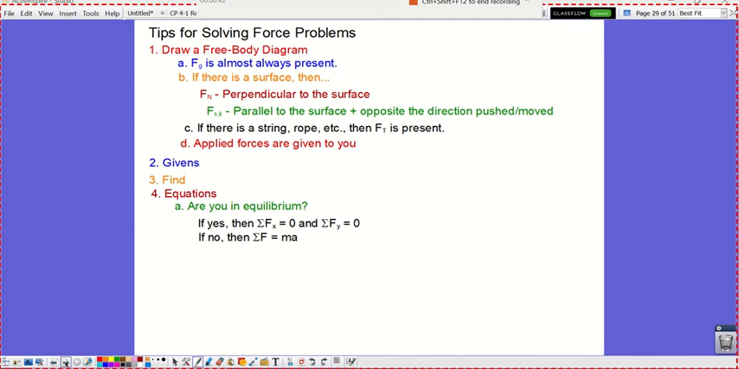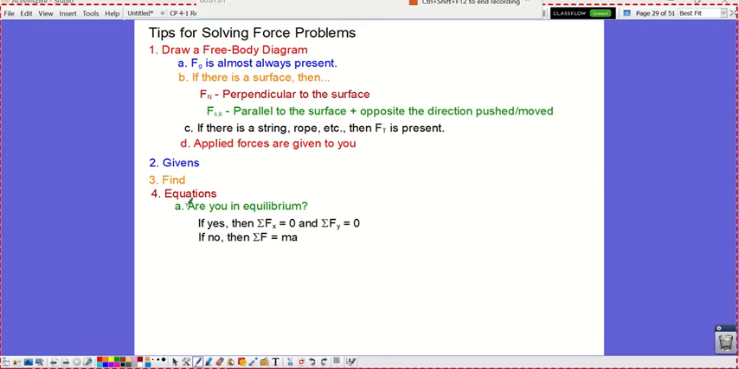So, tips for solving force problems. Step 1, draw the free body diagram. Step 2, write your givens. Step 3, what you're trying to find. Step 4, the equations. The free body diagram directions are the same as before. I just put them here as a reminder. We're going to refer back to them once we do the problem.